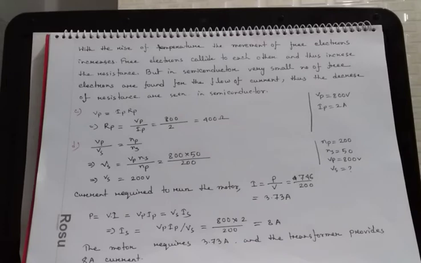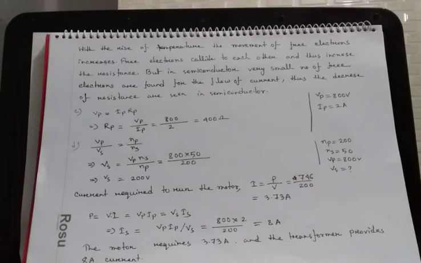So first of all we have to determine the current required for the motor. That will be I equals P divided by V, that means power divided by voltage. As we know, P equals VI. The power of the motor is given as 1 horsepower, that means 746 watt. And what will be the voltage over here?